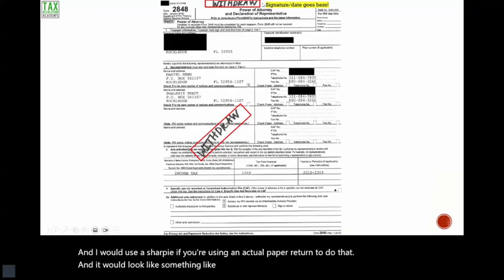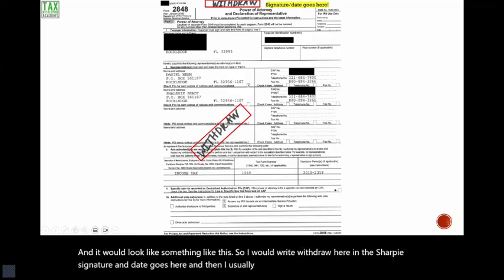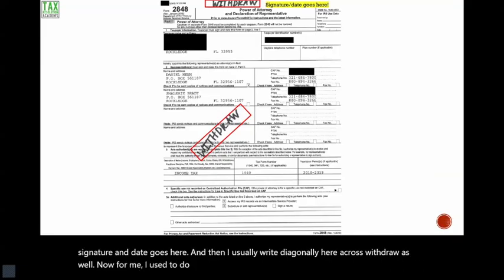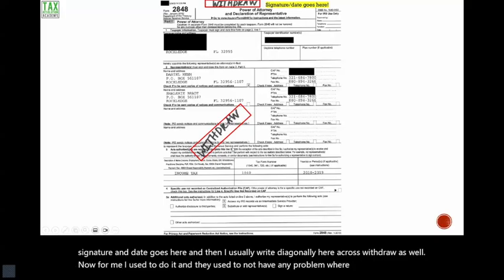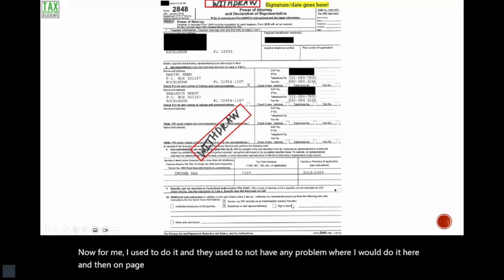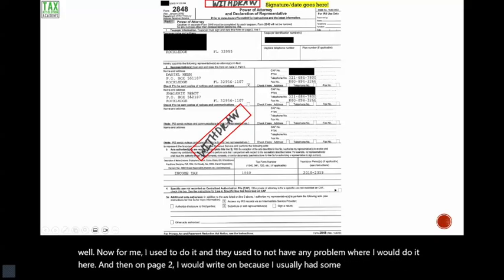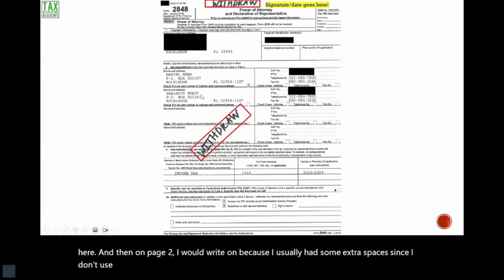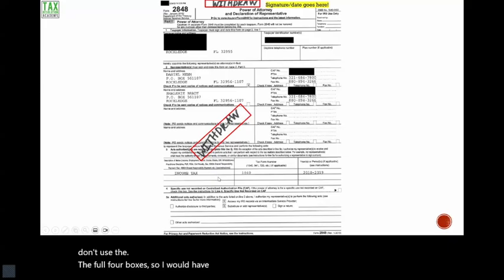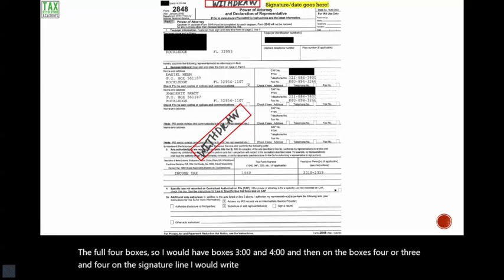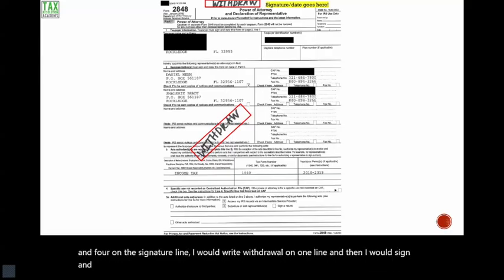So I would write withdraw here in the Sharpie, signature and date goes here, and then I usually write diagonally across withdraw as well. For me, they used to not have any problem where I would do it here, and then on page two, I would write on the extra spaces, since I don't use the full four boxes. So I would have boxes 3 and 4, and on the signature line I would write withdrawal on one line, and then I would sign and date the new date of when I'm trying to withdraw that.